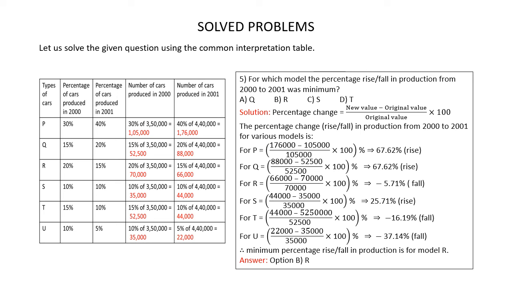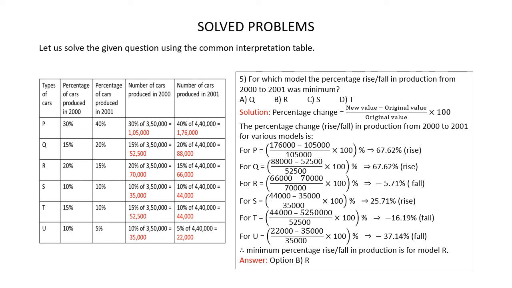Now from this table you can see that the number of P-type cars produced in 2001 is 1,76,000 and number of P-type cars produced in 2000 is 1,05,000. So the percentage change for P-type cars is 1,76,000 minus 1,05,000 divided by 1,05,000 multiplied by 100. On solving this, we get 67.62%. Since this is a positive value, this indicates a percentage rise.